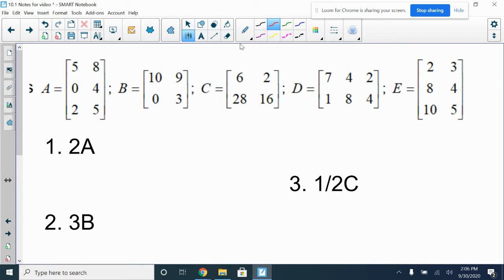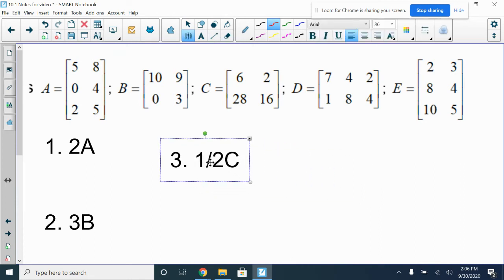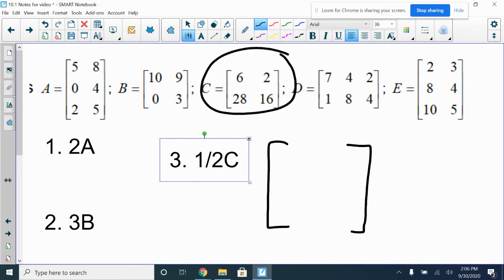All right, so I'm going to look at this next example. We are multiplying C by a scalar of 1/2. So I have my matrix C is this one where I have 6, 2, 28, and 16.